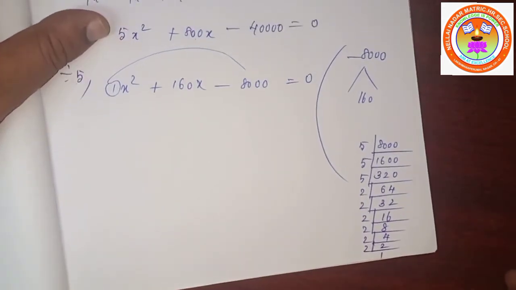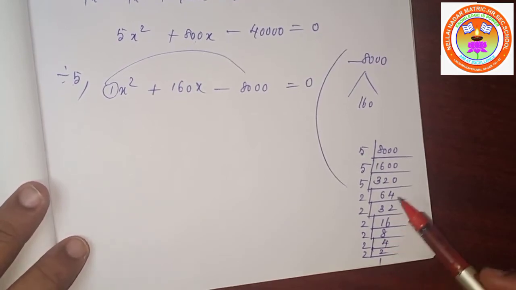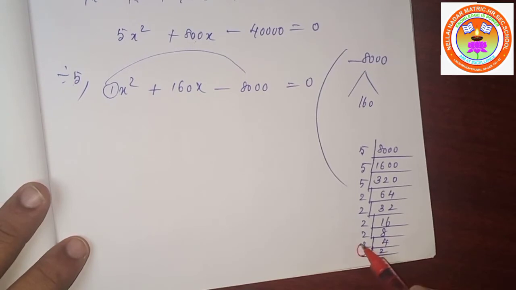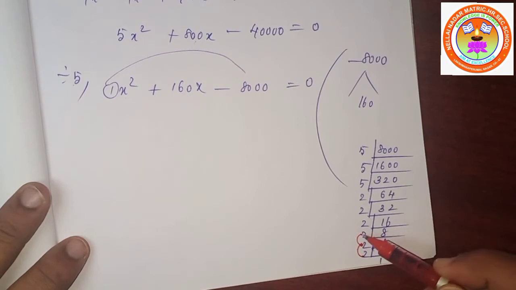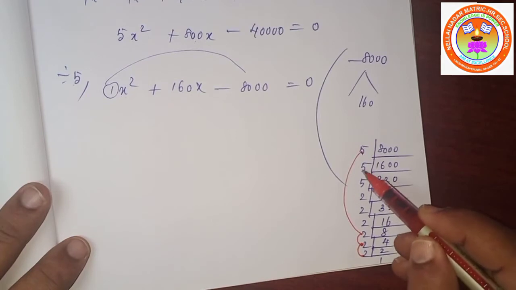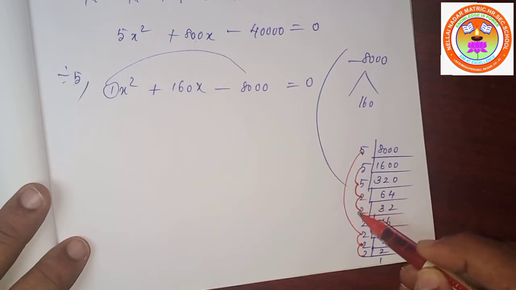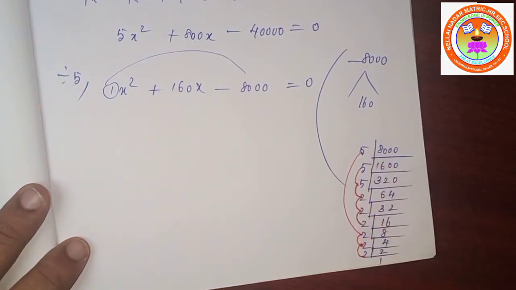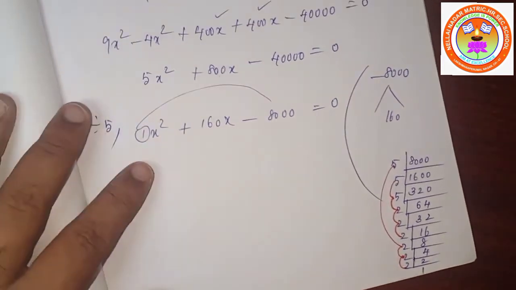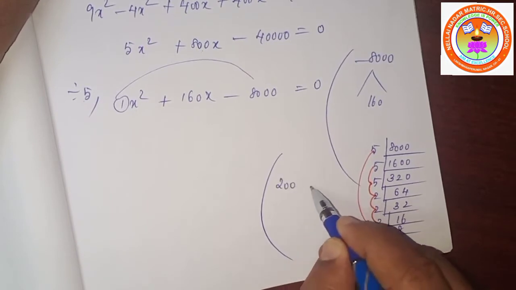Division over. In which combination can you get 160? You have to find out the two numbers. 2 2s are 4, 4 2s are 8, and 8 5s are 40. Then 5 5s are 25, 25 2s are 50, 50 2s are 100, 100 2s are 200. 40 and 200 are the two numbers. I write here 200 and 40.